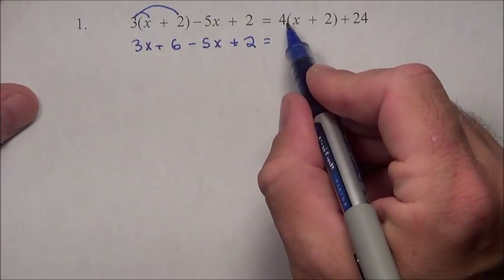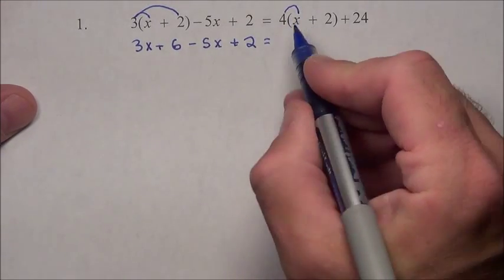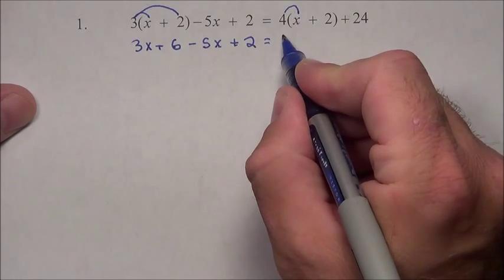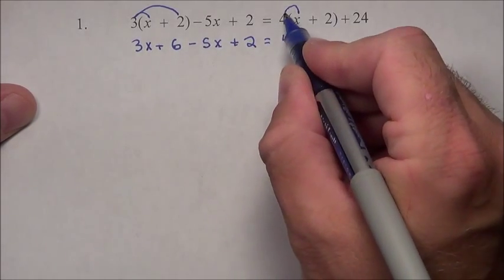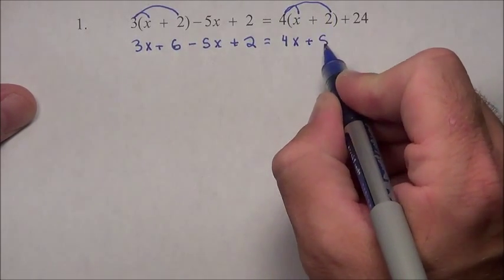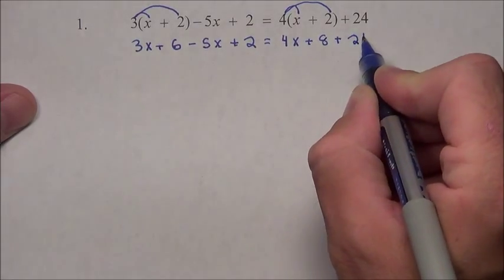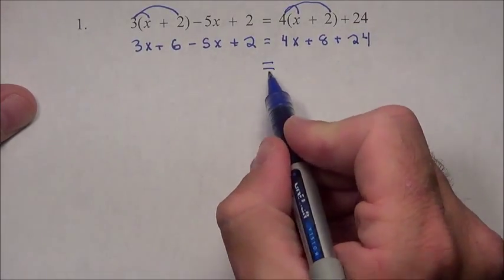Okay, on this side of the equal, I've got to go ahead and distribute the 4 through. 4 times x is 4x. 4 times 2 is 8. Plus the 24. Here's my equal sign.